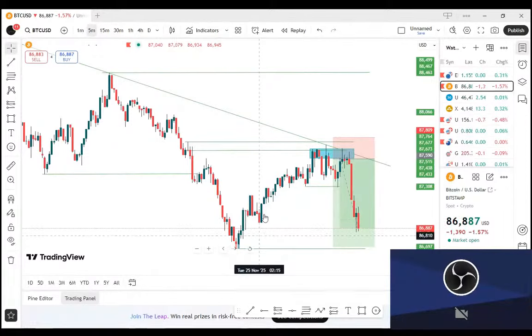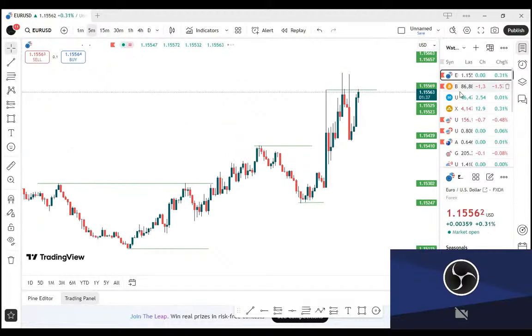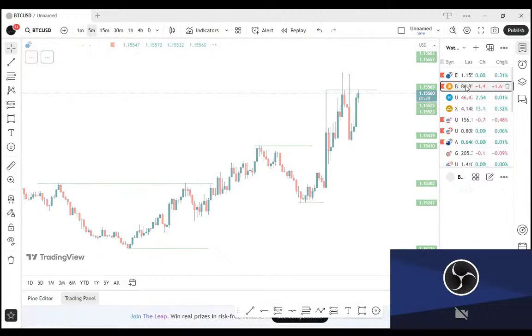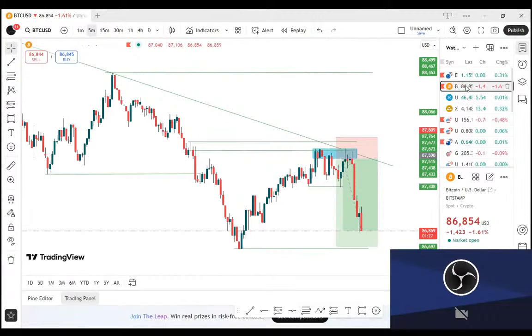Like Euro USD, I missed this first Euro USD. Had it not been for that, we would have taken two trades. I would have taken a buy around here because price retraced. I saw this clearly, but I was not that confident with the market, so that's why I didn't go for it. And I went for BTC. At least it gave me more confidence and more entries. So let's see if it's going to smash out the TP.